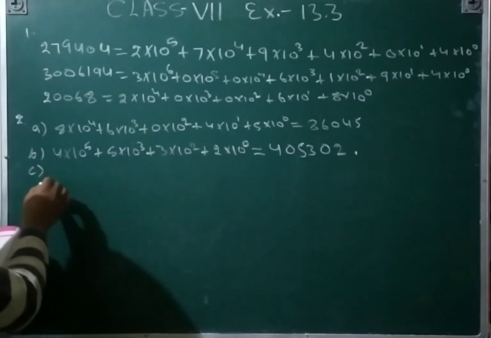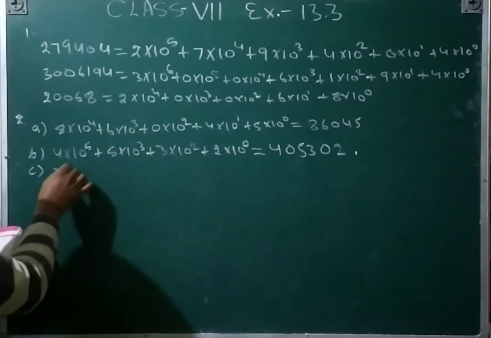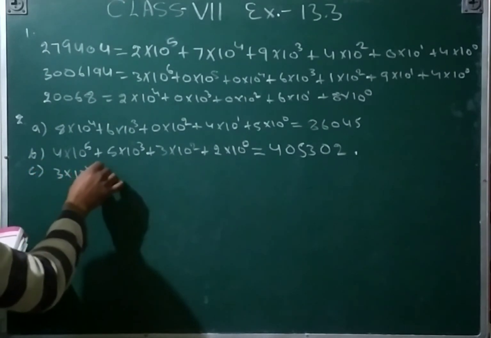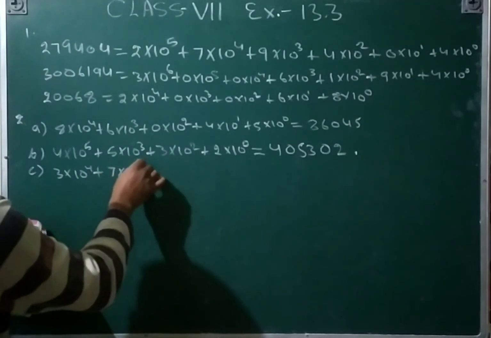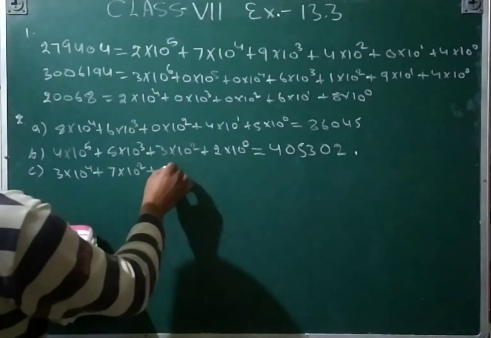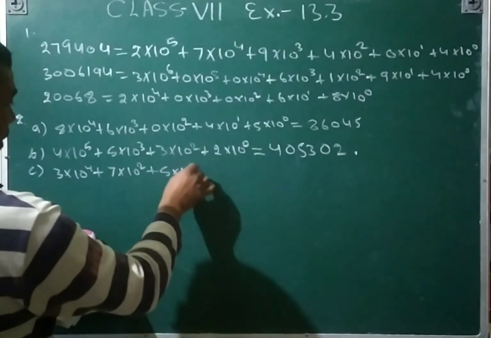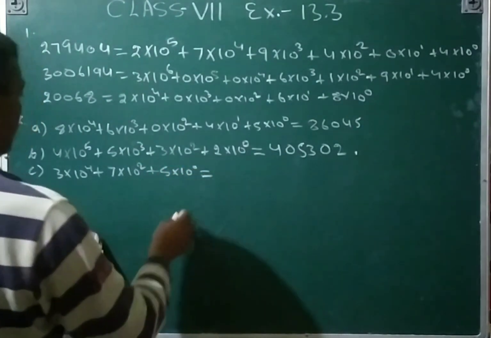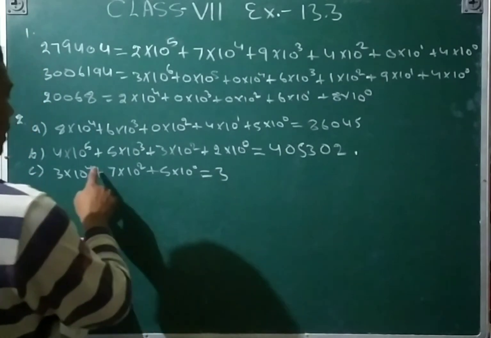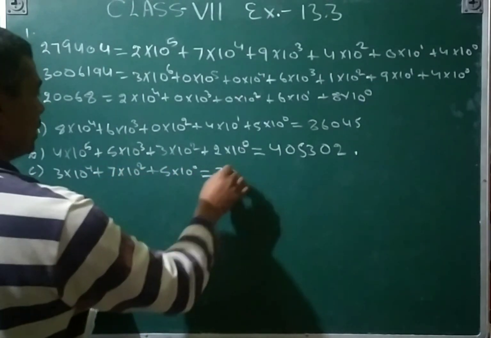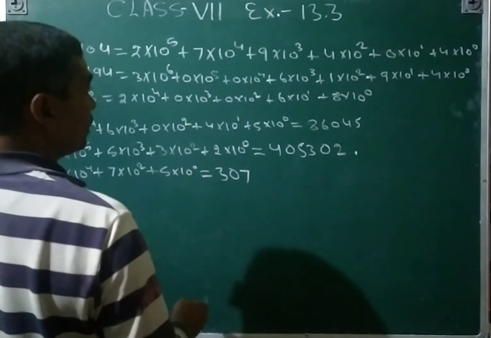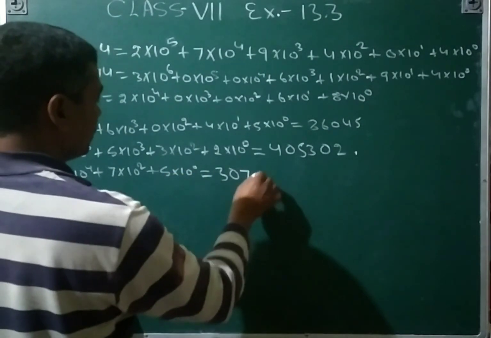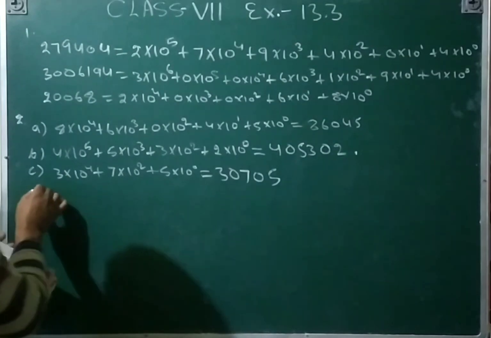C part: 3 into 10 power 4 plus 7 into 10 power 2 plus 5 into 10 power 0. So the third power is not given, so that is 0, and then 7, and the 1 power is also not there, so that will be 0, 5. D part.